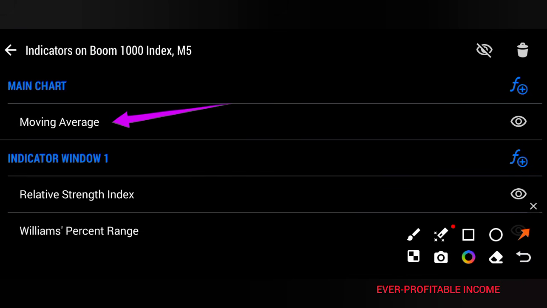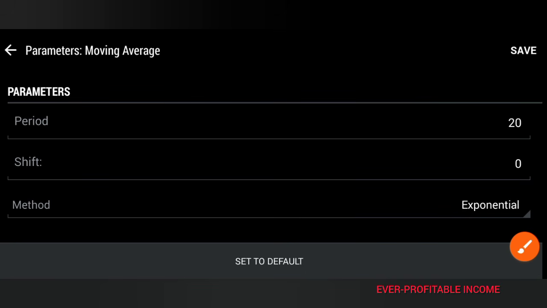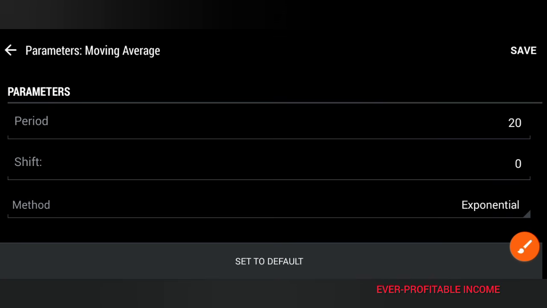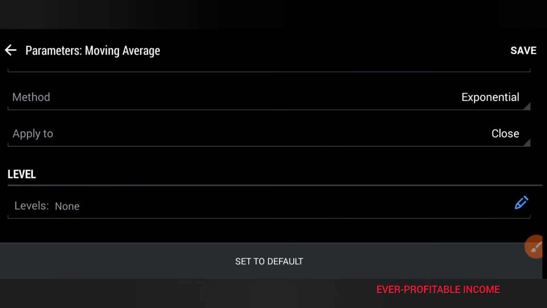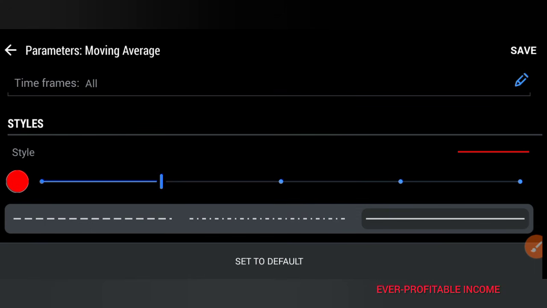Okay, so firstly, we're going to check out the moving average on the main chart. So let's check out the settings. The moving average has just a simple setup: period 20. You can screenshot it. So period 20, shift 0, and the method is exponential. So just screenshot it so you don't forget. Then we have apply to close. There are no levels, so you can choose the style to be any color of your choice. For mine, I chose red. So choose any color that is visible on your chart. Thereafter you click on save.